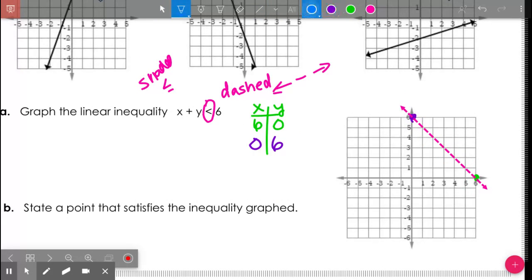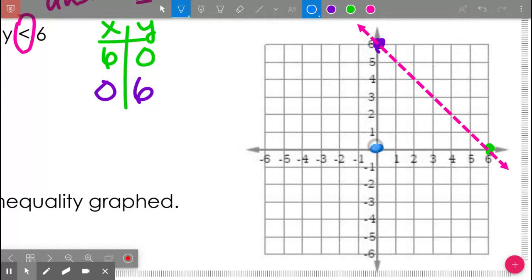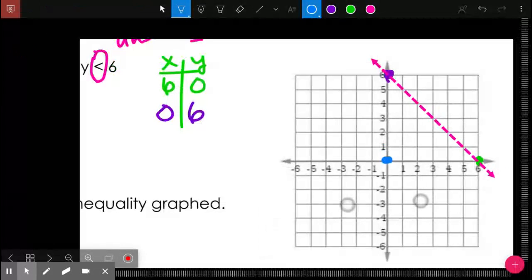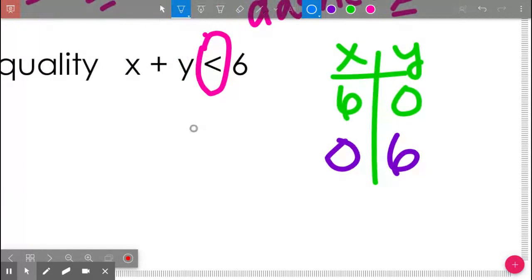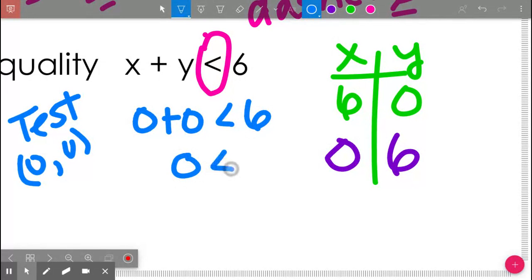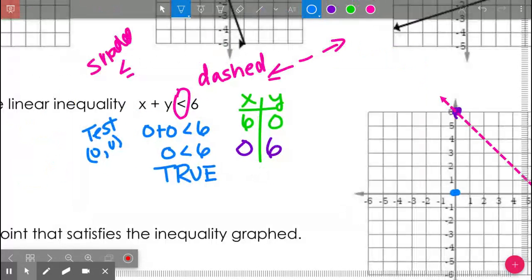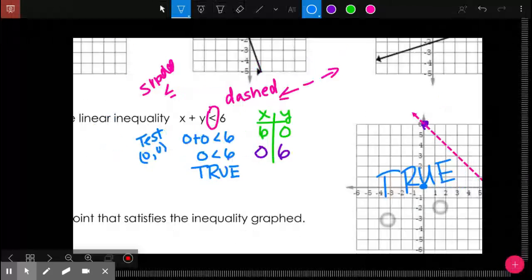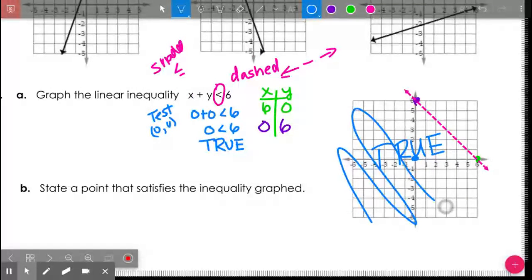So we need a test point. I'm going to test my favorite test point, 0, 0. And we are going to see if 0, 0 is on the true side or the not true side. So we plug in 0, 0 and see if it's true. So is 0 plus 0 less than 6? Well, yeah, because 0 is less than 6. So this is on my true side. So this is true. So I am going to shade under my beautiful boundary.